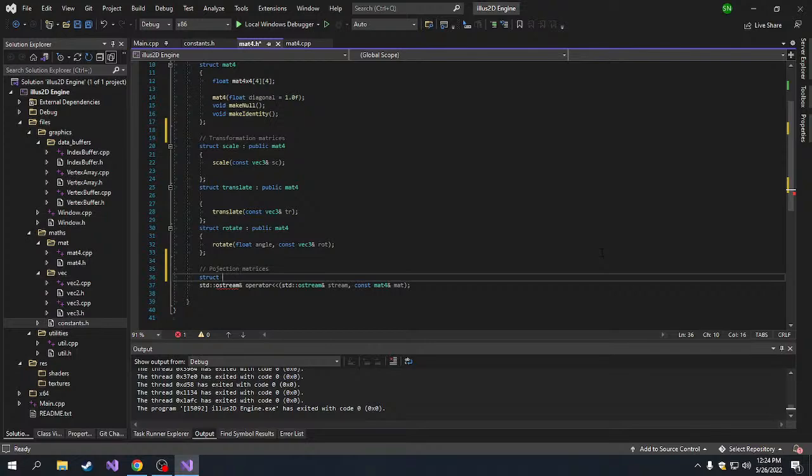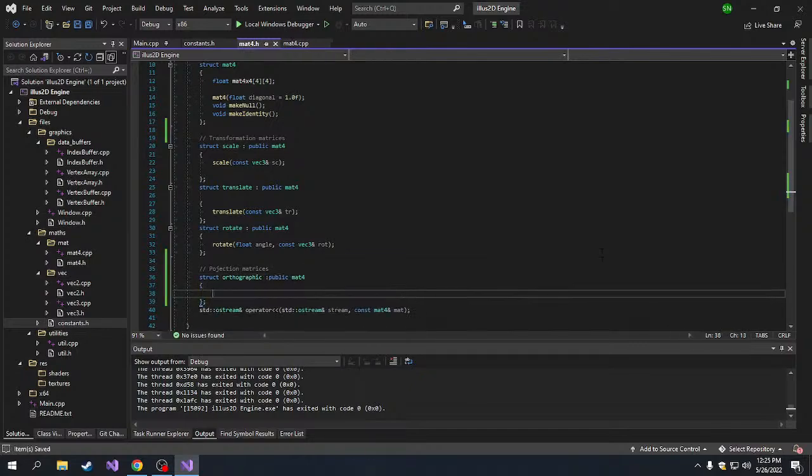is a type of projection where objects that have a higher z value, that are farther away, don't get smaller. That's what an orthographic projection is, as opposed to a perspective projection, which is used mainly for 3D games, where the objects that are farther away actually get smaller, like in real life. Since we're going to be using an orthographic projection, we'll just make one orthographic projection matrix class. So we'll do struct orthographic. It's going to inherit everything from mat4.